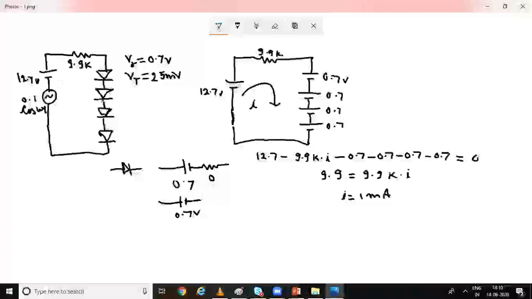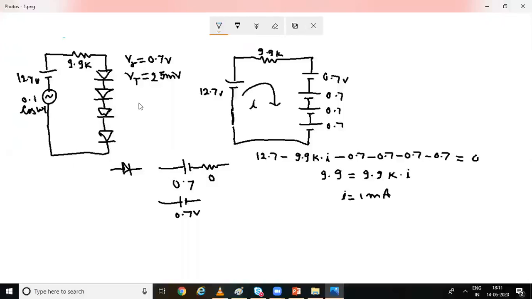Yeah. So this is our original question, in which AC and DC supplies both are given. This is a diode circuit. In AC, you can see the voltage is very small, which cannot turn on the diode. That's why we are keeping a DC voltage here. So first we have to do the DC analysis.